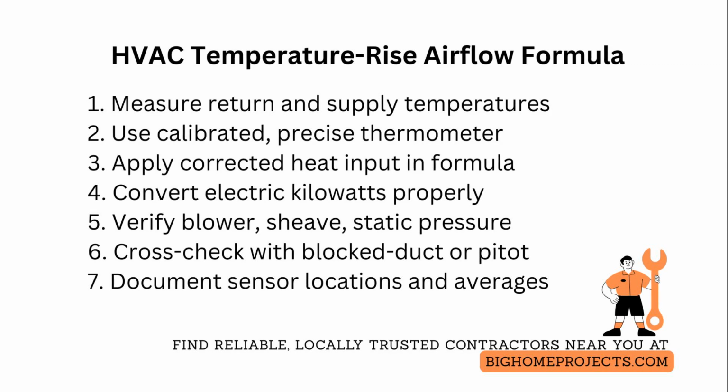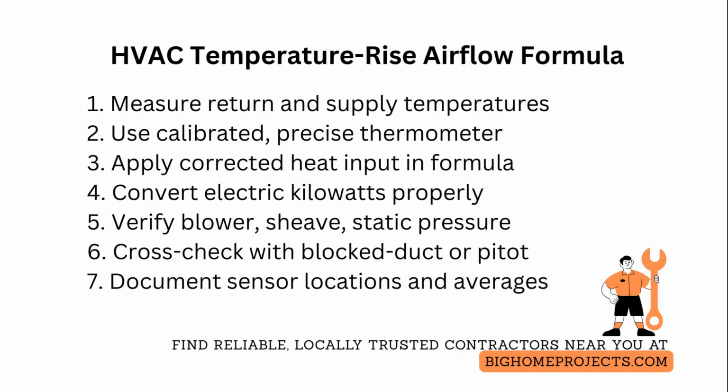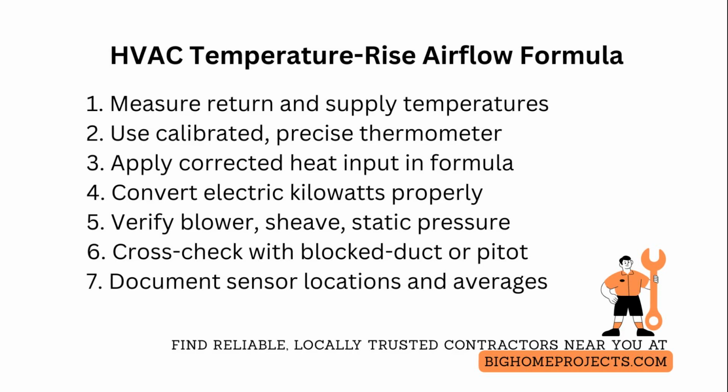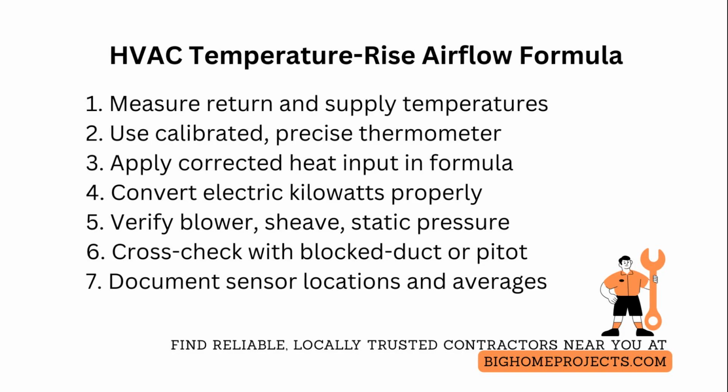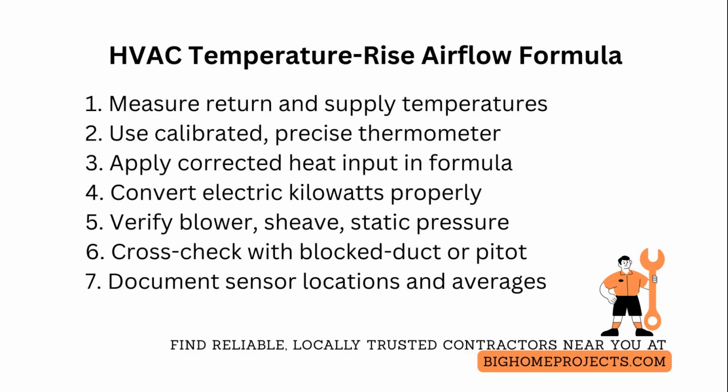Calculate temperature rise as supply minus return, then apply the formula CFM equals heat input in British thermal units per hour divided by 1,200 times the temperature rise, making sure the heat input number reflects measured burner output or nameplate input corrected for combustion efficiency. Do not use gross input without efficiency adjustment.